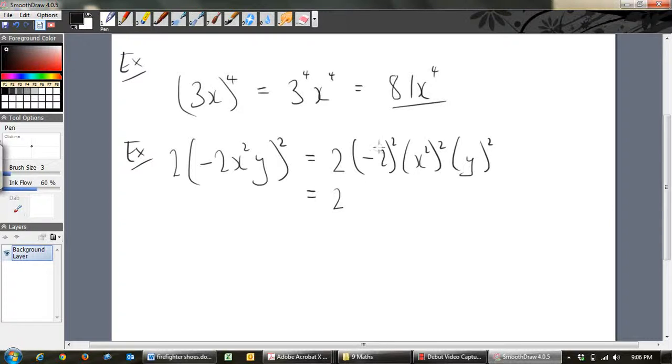So what's that equal to? The 2, we'll leave that there. What's negative 2 squared? That's negative 2 times negative 2, which is 4. And what's x squared squared? Remember, when we're raising an entire thing to another power, we multiply. So 2 times 2, x to the power 4. And y squared is just y squared. Clean it up: 2 times 4, 8x to the power 4 y squared is your answer. Okay, so there's index law number, what were we up to? Number 4 there. No, that was number 5.